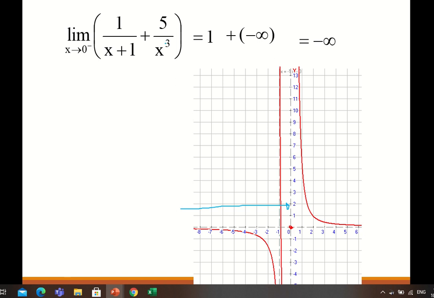So 5 divided by a very small number is a very huge number, and we cannot determine that one. This doesn't exist, so we can represent that as infinity. The negative here indicates that the values closer to 0 coming from the left are negative. So that's why we have a negative here.